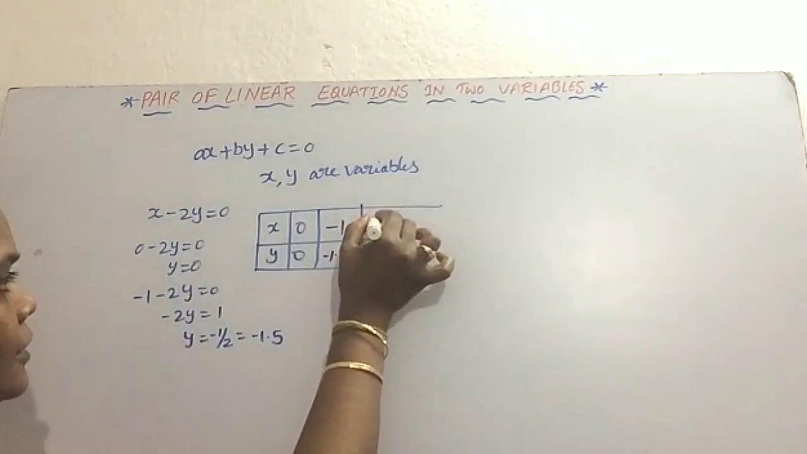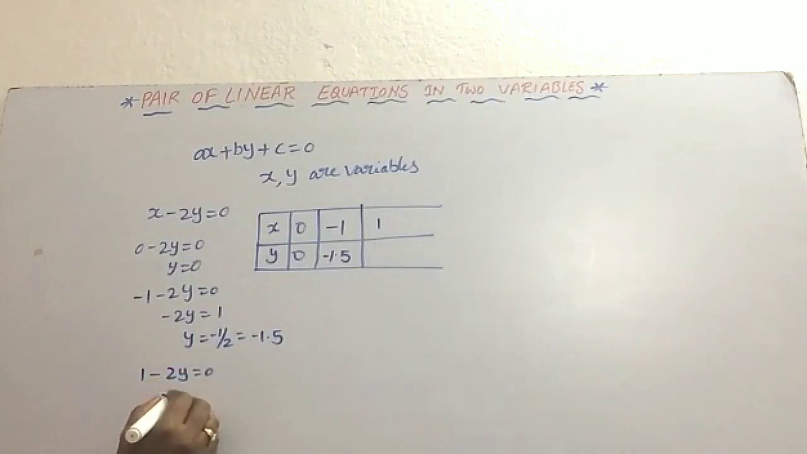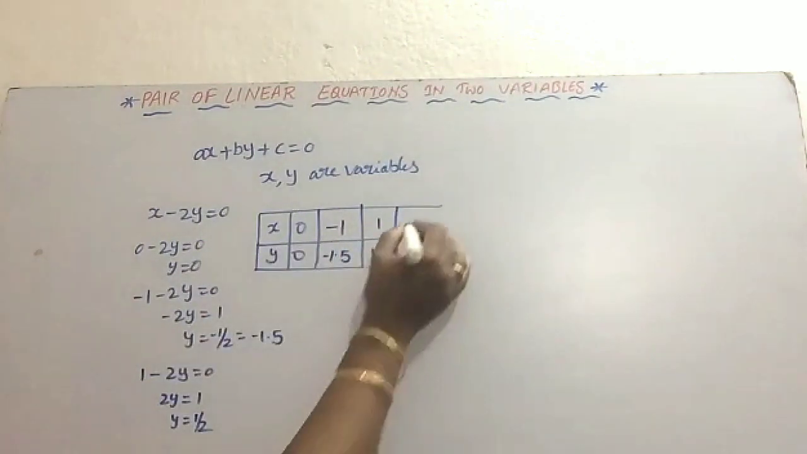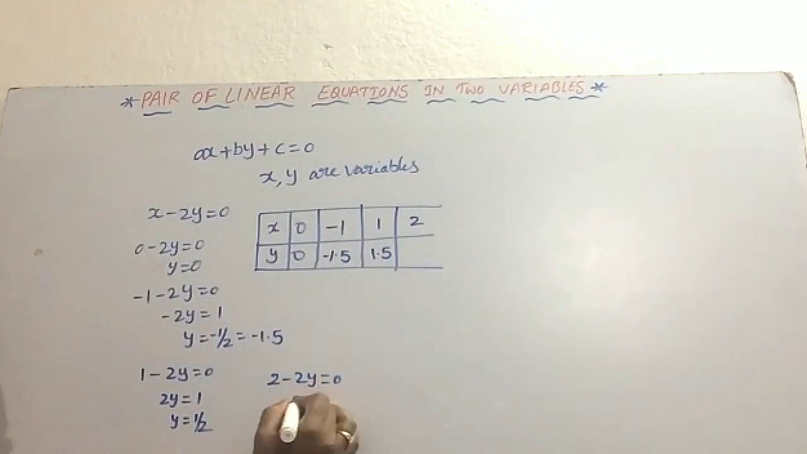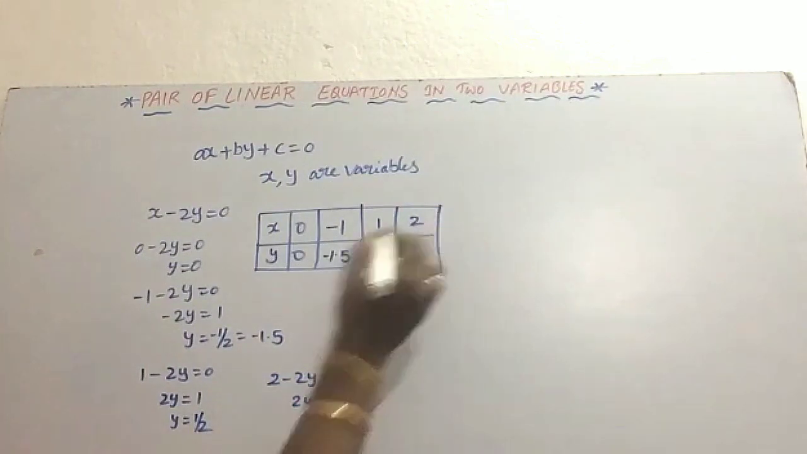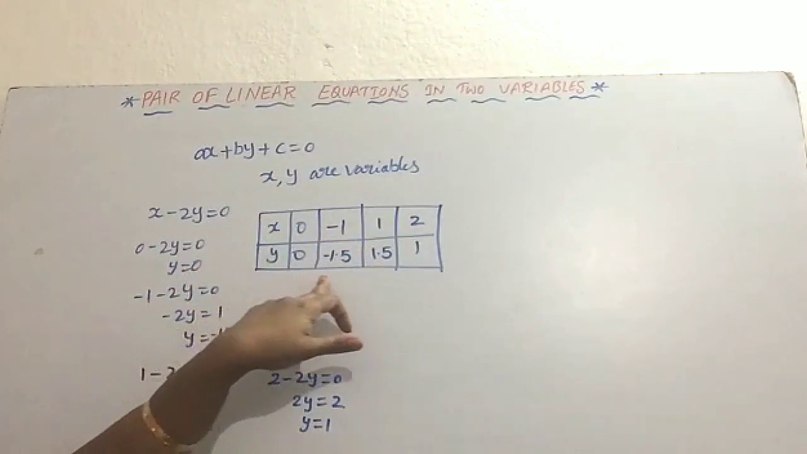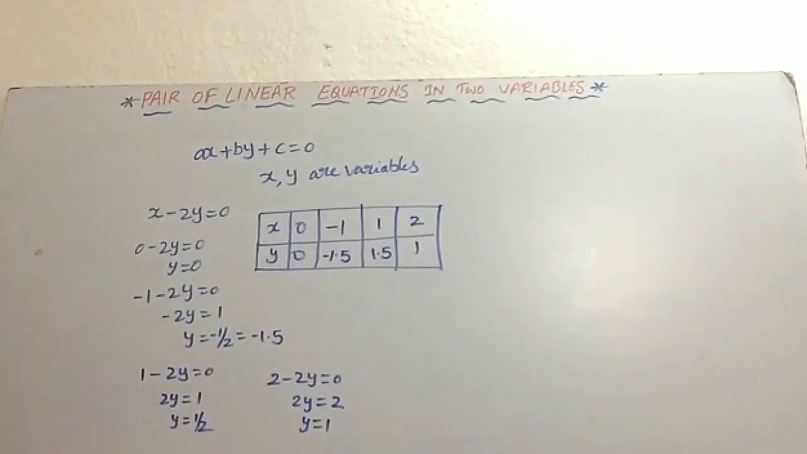And again, x = 1. 1 minus 2y = 0, so that implies 2y = 1 and y = 1 by 2, that means 1.5. And again I will take x = 2. Then 2 minus 2y = 0, 2y = 2 and y = 1. So if we take x values, it will give the y values.